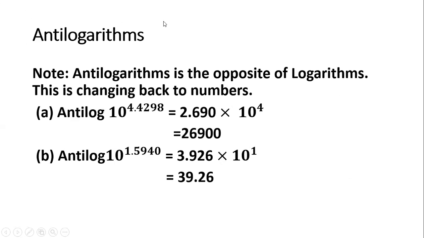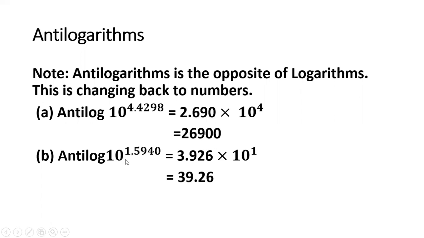So note, anti-logarithm is the opposite of logarithm. This is changing back to number. So we place it back and then change. So from the two values we have just solved, we are going to find the anti-logarithm of 10 raised to the power 4.4298. So we check anti-logarithm 42 under 9 difference 8, which will give us 2.690. So the power 10 is going to change it to 10 of 1000, and that's why when they multiply it gives us 26,900.